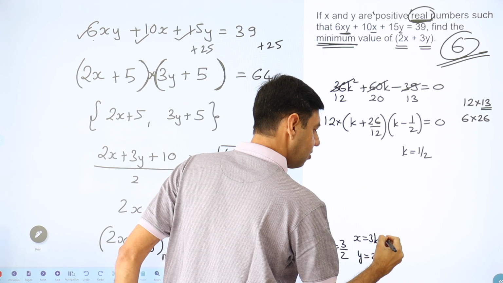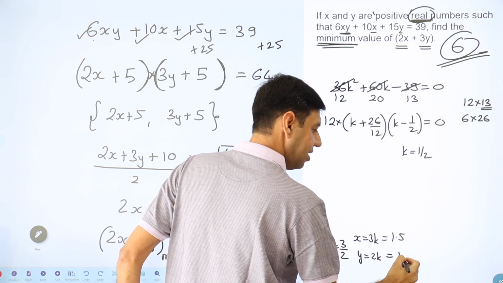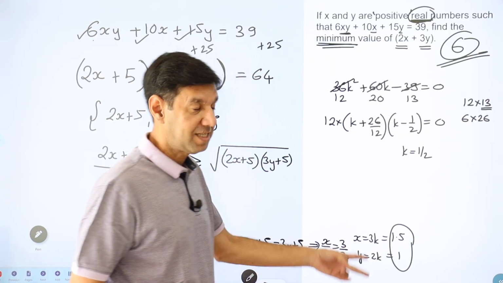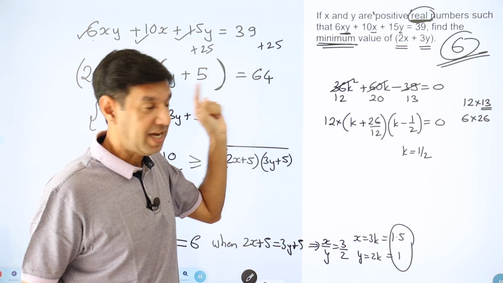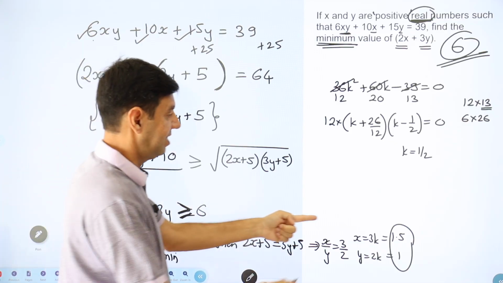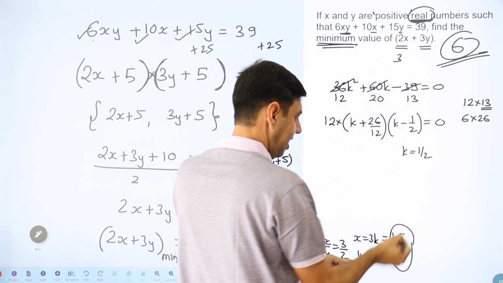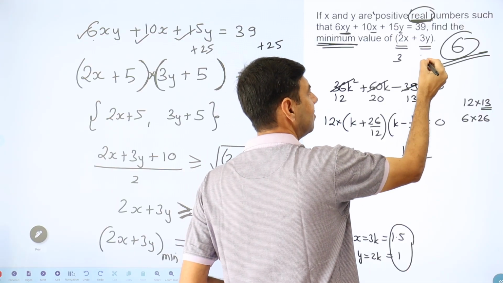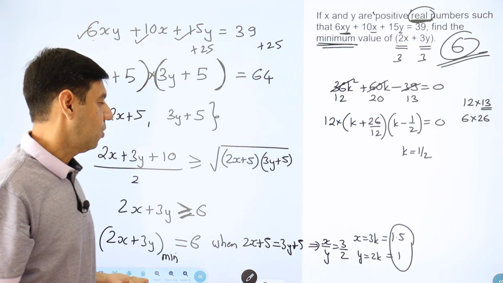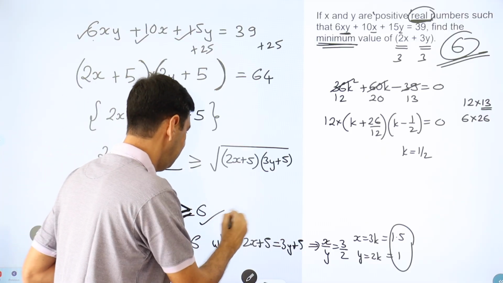If k is equal to half, x is 1.5, y is 1. So these are the values of x and y. You can plug them in, it will satisfy, and you can even plug them in here. You are going to get 6. Let's try. 2 into 1.5, that's a 3. 3 into y, that's a 3. Okay, so that's it, right? So we have got the minimum value as 6.